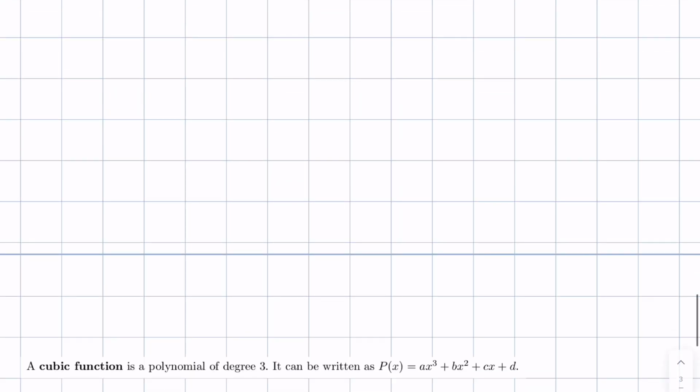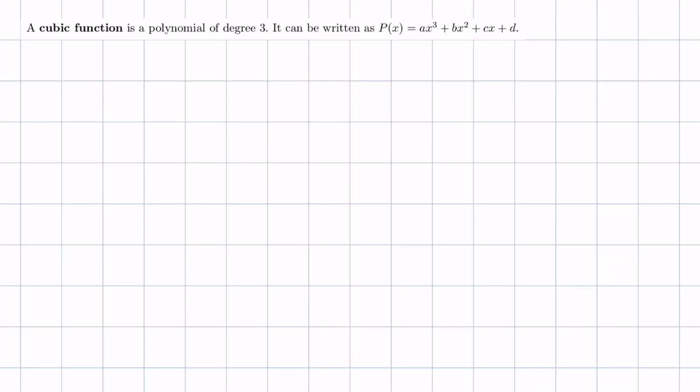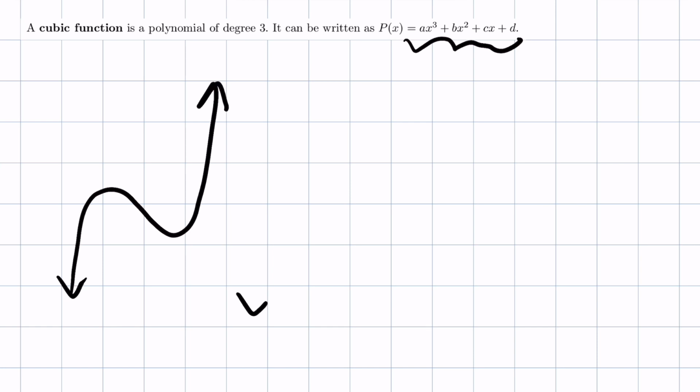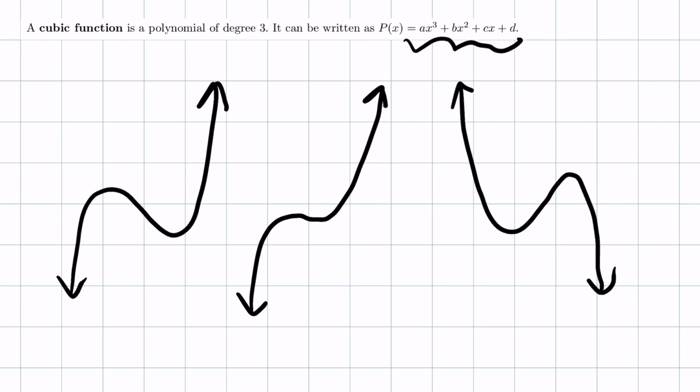And then there are lots of different names for higher degree polynomials, but we're just going to stop at cubic. A cubic function is a polynomial of degree 3. It can be written in this form, and when you're looking at cubics, you're typically going to have something like this. There's a bounce to it, right? Or it could just kind of stop in the middle. It could go either way, but that's generally what a cubic is going to look like.